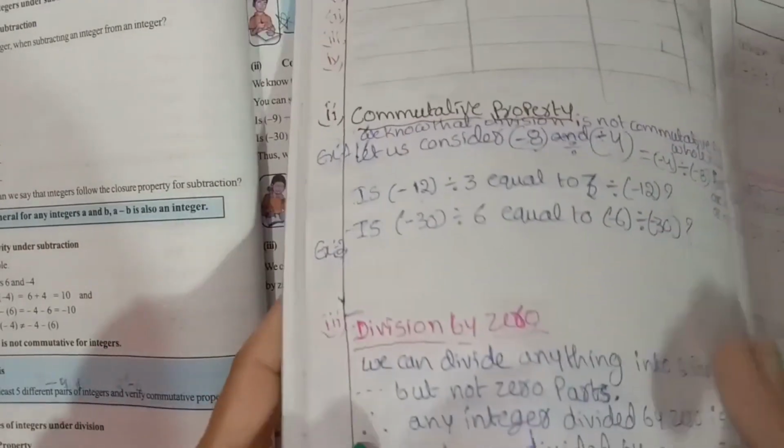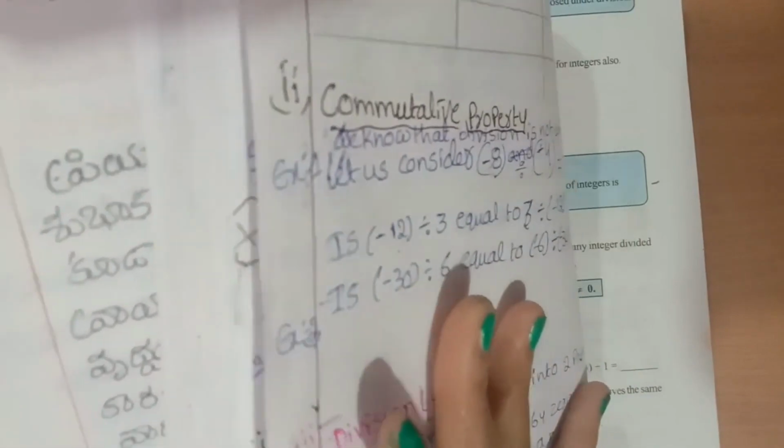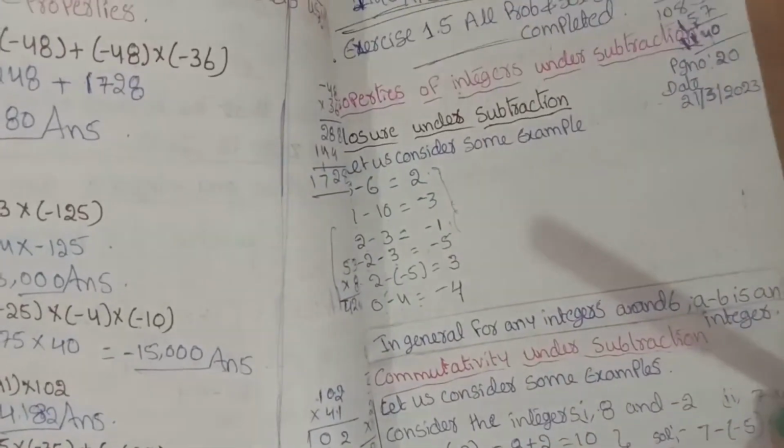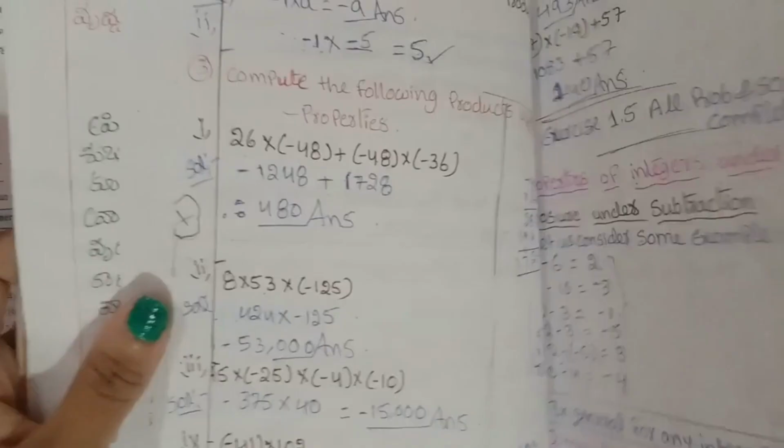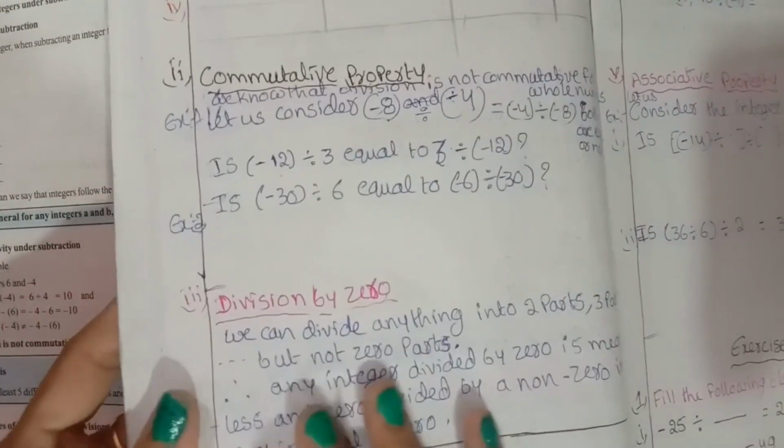Another topic is the properties of integers under division only. Have you understood the answer neatly? Closure under subtraction for integers is okay, but it is not commutative under subtraction only. Another property is under division only. So the first one is the closure property.